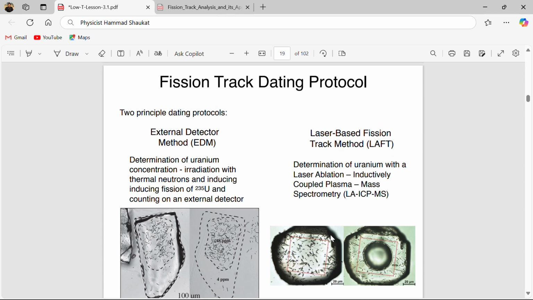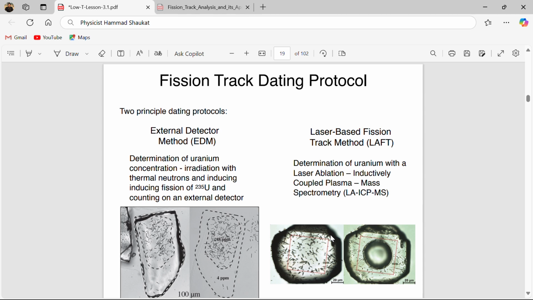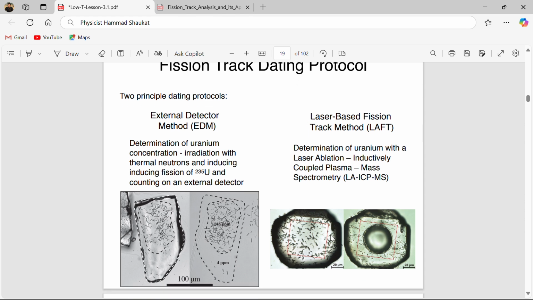This is the fission track dating protocol. There are two principal dating protocols. The first is the external detector method, which is EDM, and the second is the laser-based fission track method, which is LAFT.